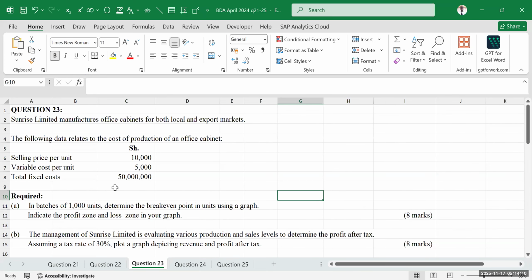I will read it. Sunrise Limited manufactures office cabinets, and they do that for both local and export markets. Now, there is data given there that relates to the cost of production of those cabinets that they manufacture. So we have selling price per unit, which is 10,000. We have variable cost per unit, which is 5,000. We have total fixed cost given at 50 million.